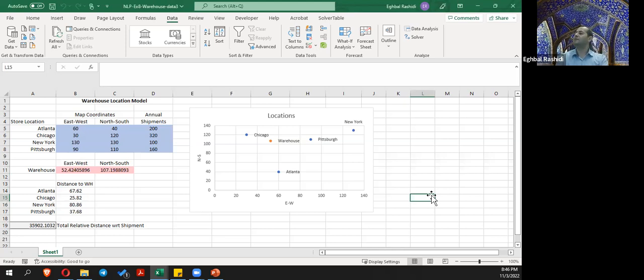This is where the warehouse should be located. So the warehouse has to be close to Chicago. Why is it close to Chicago? Because Chicago actually has the highest annual shipping, 320. It's bigger than Atlanta and New York combined. So that's why it's closer to Chicago than to Atlanta. And it's closer to Pittsburgh than New York because, again, the annual shipment to New York is smaller than to Pittsburgh. Okay, so we are done with this part two.